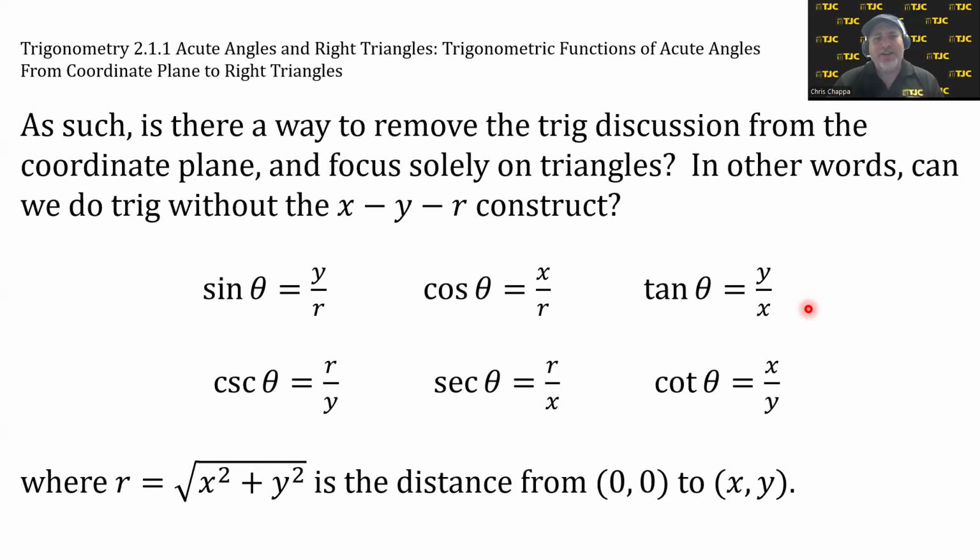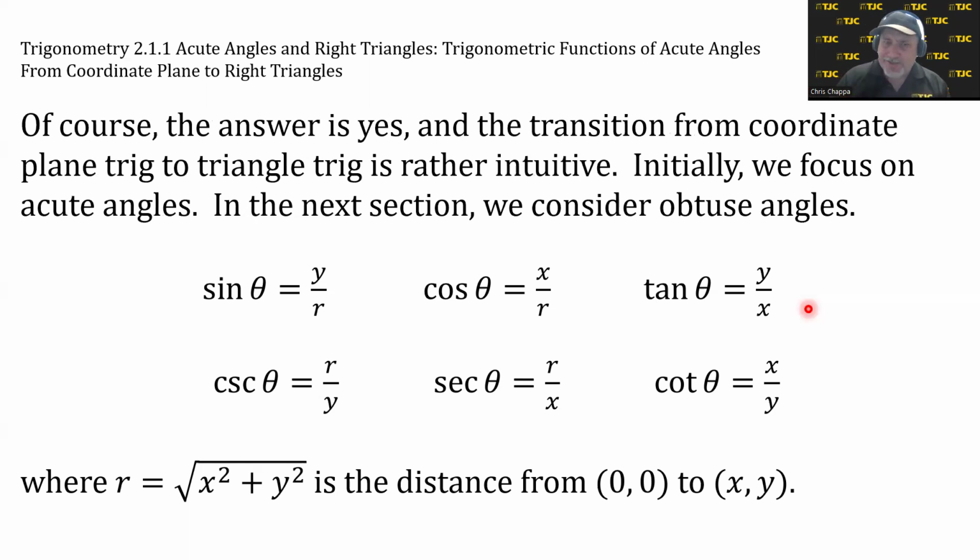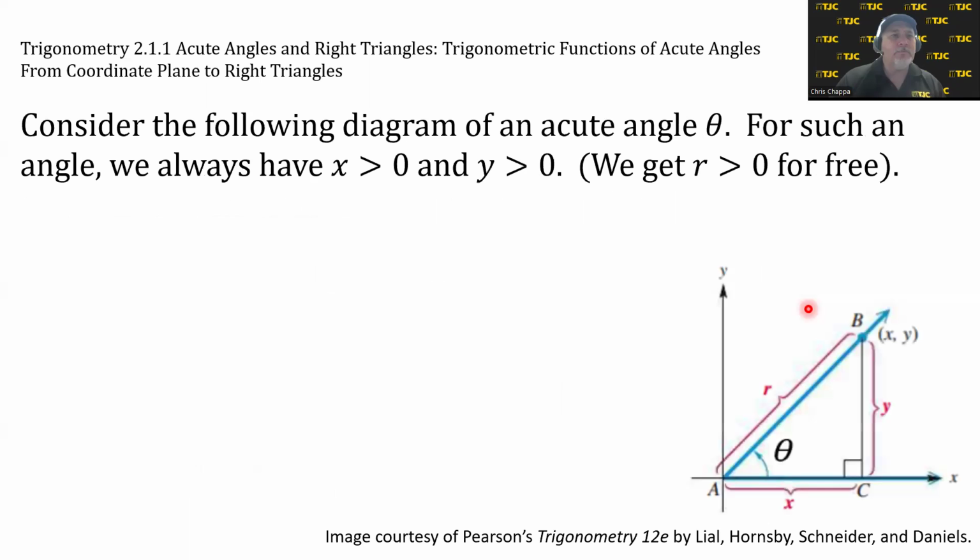As such, is there a way to remove the trig discussion from the coordinate plane and focus solely on triangles? In other words, can't we do trig without the x, y, r construct? Of course, the answer is yes, and the transition from coordinate plane trig to triangle trig is rather intuitive. Initially, we focus on acute angles. In the next section, we consider obtuse angles.